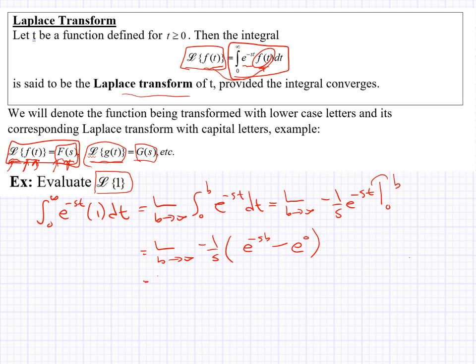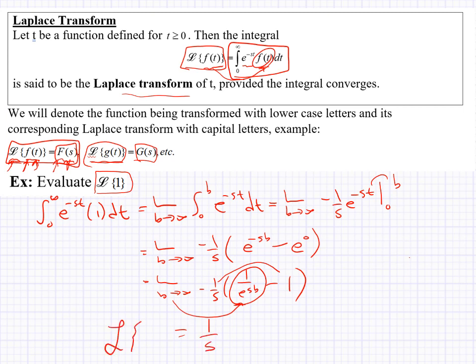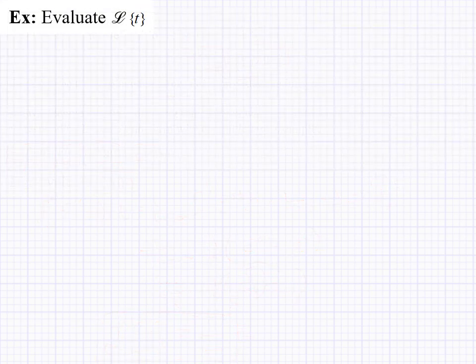So that's going to again give me the limit as b goes to infinity of negative 1 over s. I can write this as 1 over e to the sb minus 1. As b goes to infinity, this thing's going to go to 0. So that'll just give me negative 1 over s times negative 1, so 1 over s. So the Laplace transform of 1 is 1 over s. Function of t turned into a function of s. Okay, now we can do the Laplace transform for t.